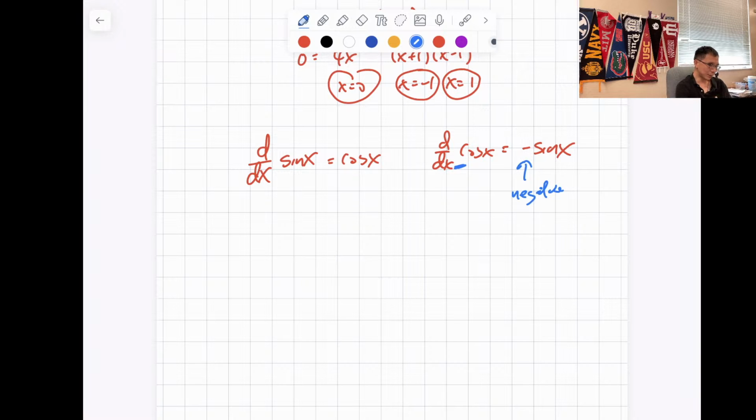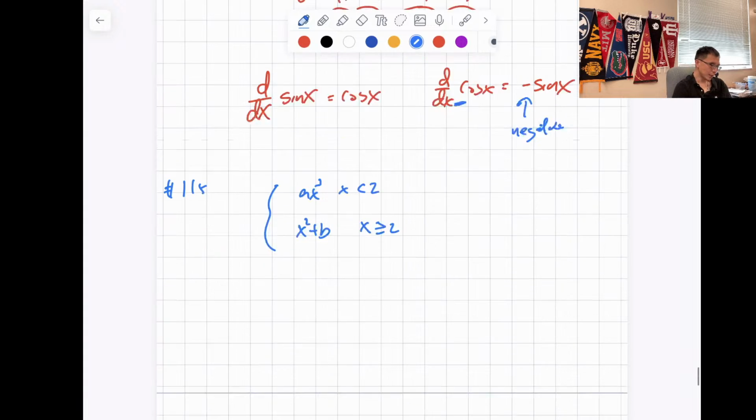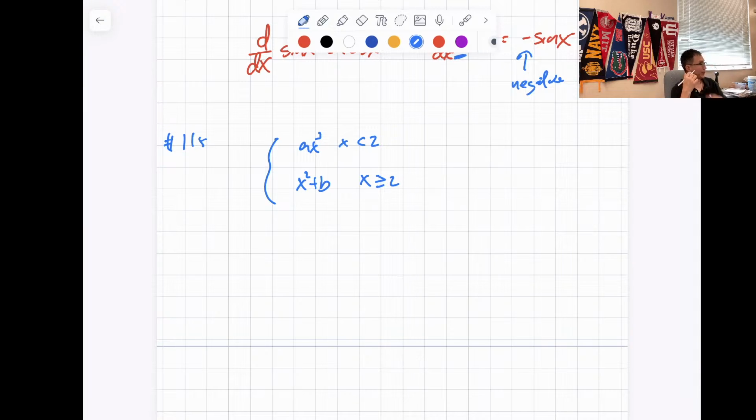Now, I'm going to talk about 115. Did you guys do question 115? Did you get it right? I think it's ax cubed, right? When x is less than 2, sorry. And what's the other one? x squared plus b when x is greater than 2. Now, two things happen here.